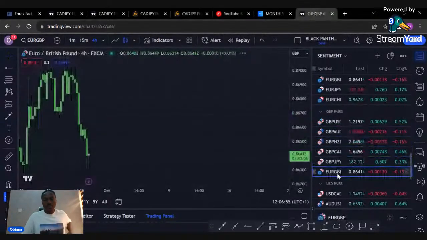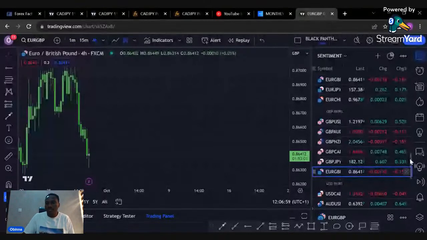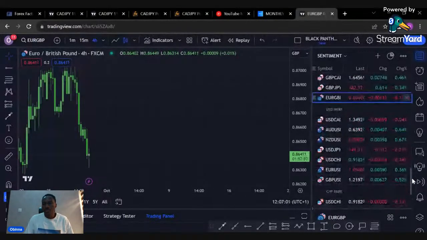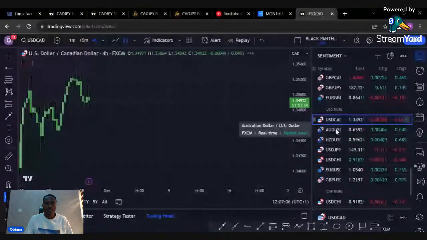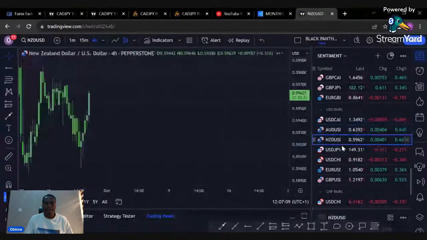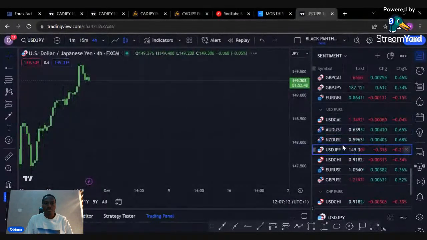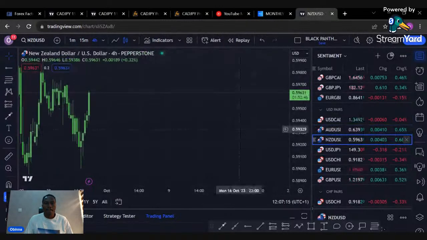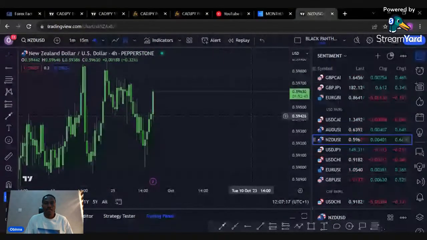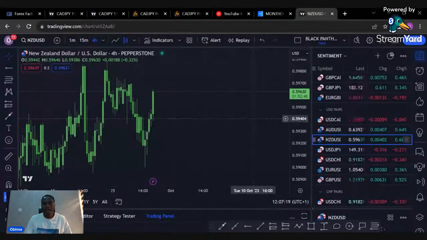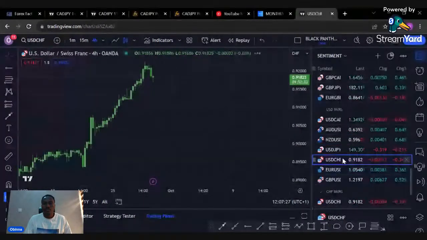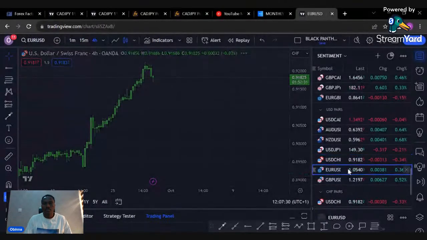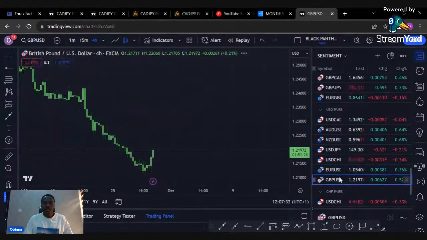I see pounds is very strong today. So you want to be looking at buying pounds today. Let me see pounds against dollar. Let me see the strength of the dollar. Okay, dollar is weak.